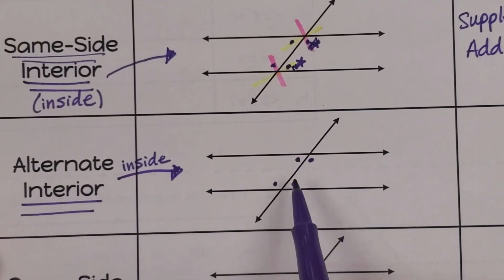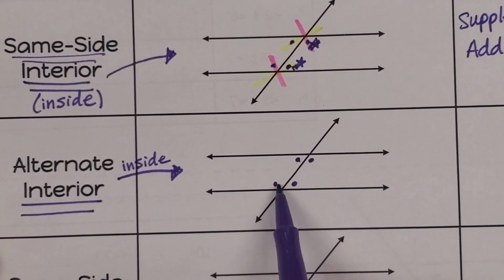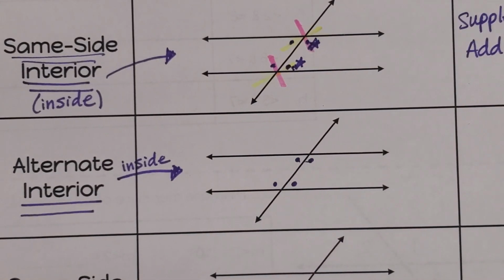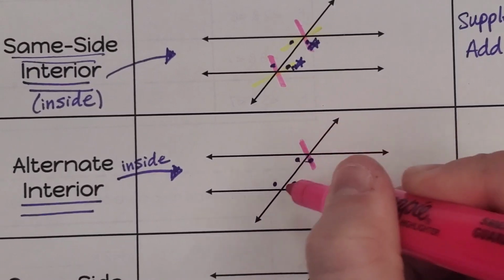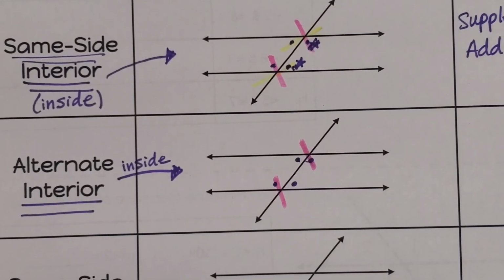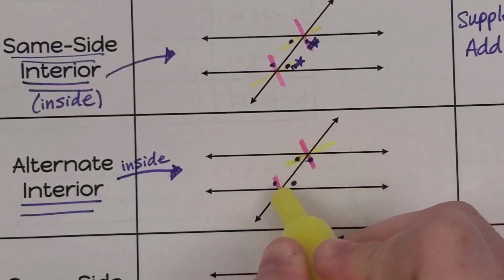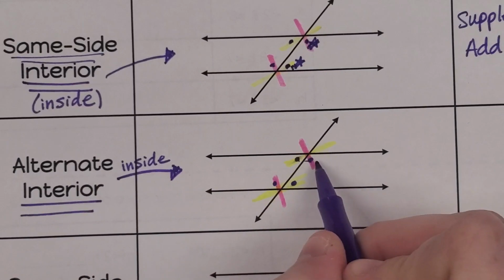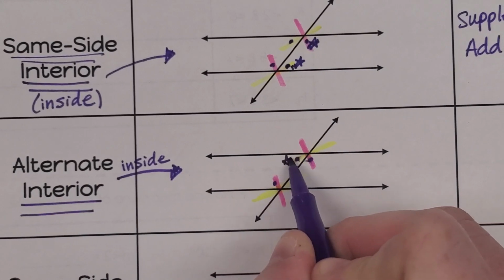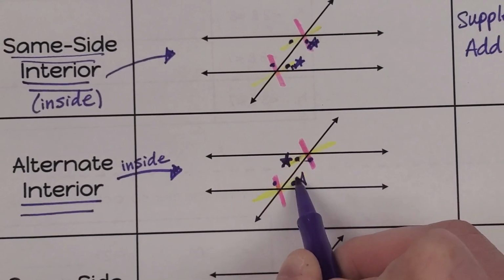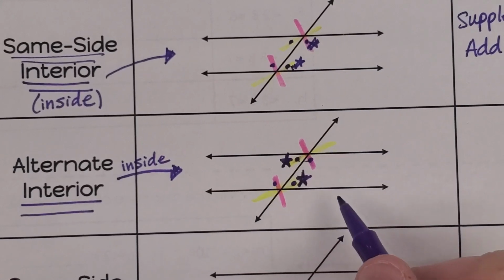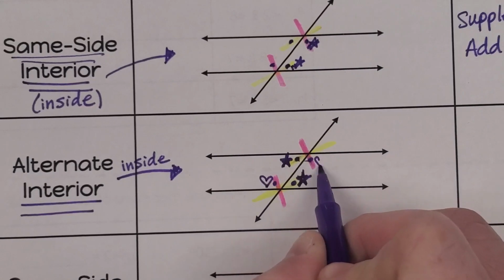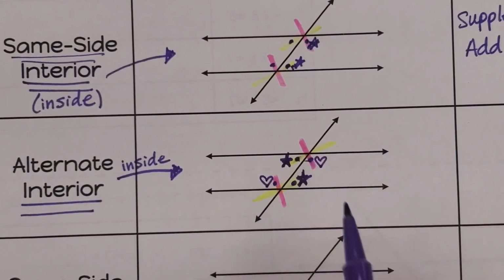Alternate interior still deals with those inside angles, but the alternate talks about the opposite. Alternate is just another word for opposite. So I'm going to go ahead and highlight my angle pairs again. If I have my alternate, I'm talking about the opposite side. So this star angle would be opposite of this star angle, and then this heart would be opposite of this heart, because it's on opposite sides of that transversal.